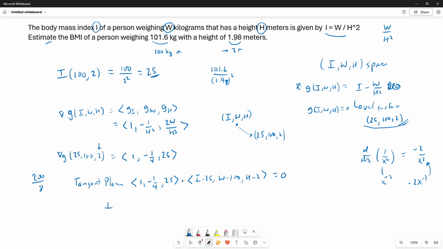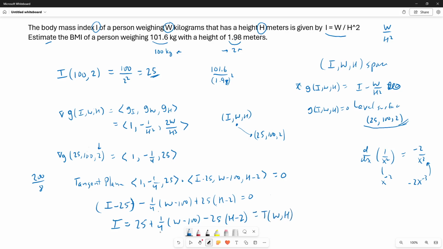And this gives us the equation I minus 25, plus, well, I should say minus, minus 1/4 times W minus 100 plus 25 times H minus 2 is equal to 0. And we can solve this for I by just putting these two terms to the other side and the 25 as well. So I, the I coordinate of a point in the tangent plane, is 25 plus 1/4 times W minus 100 minus 25 times H minus 2. And this is the tangent plane, so we'll call this T of W, H. This will give us the height of the tangent plane at any weight and height.